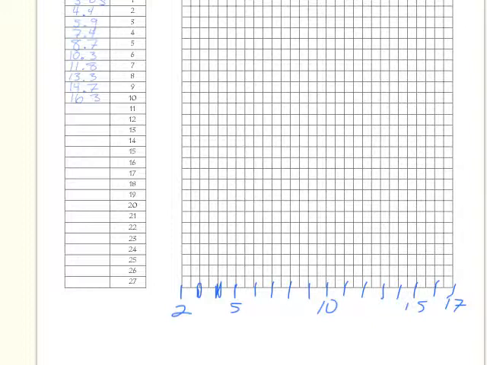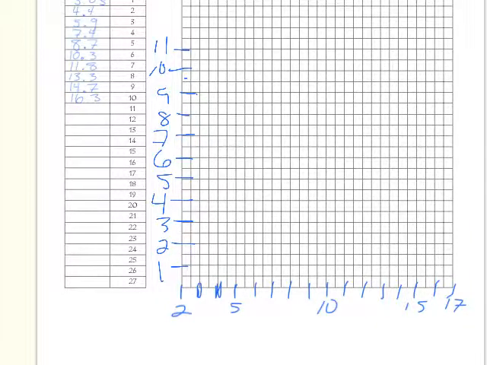I'm going to go from 0 to 10, going up every 2 grids. So this is going to be 1, 2, 3, 4, 5, 6, 7, 8, 9, 10, and then I'll just go up to 11 to make a little bit more room. So then I label it 1, 2, 3, 4, 5, 6, 7, 8, 9, 10, and then 11. All right?